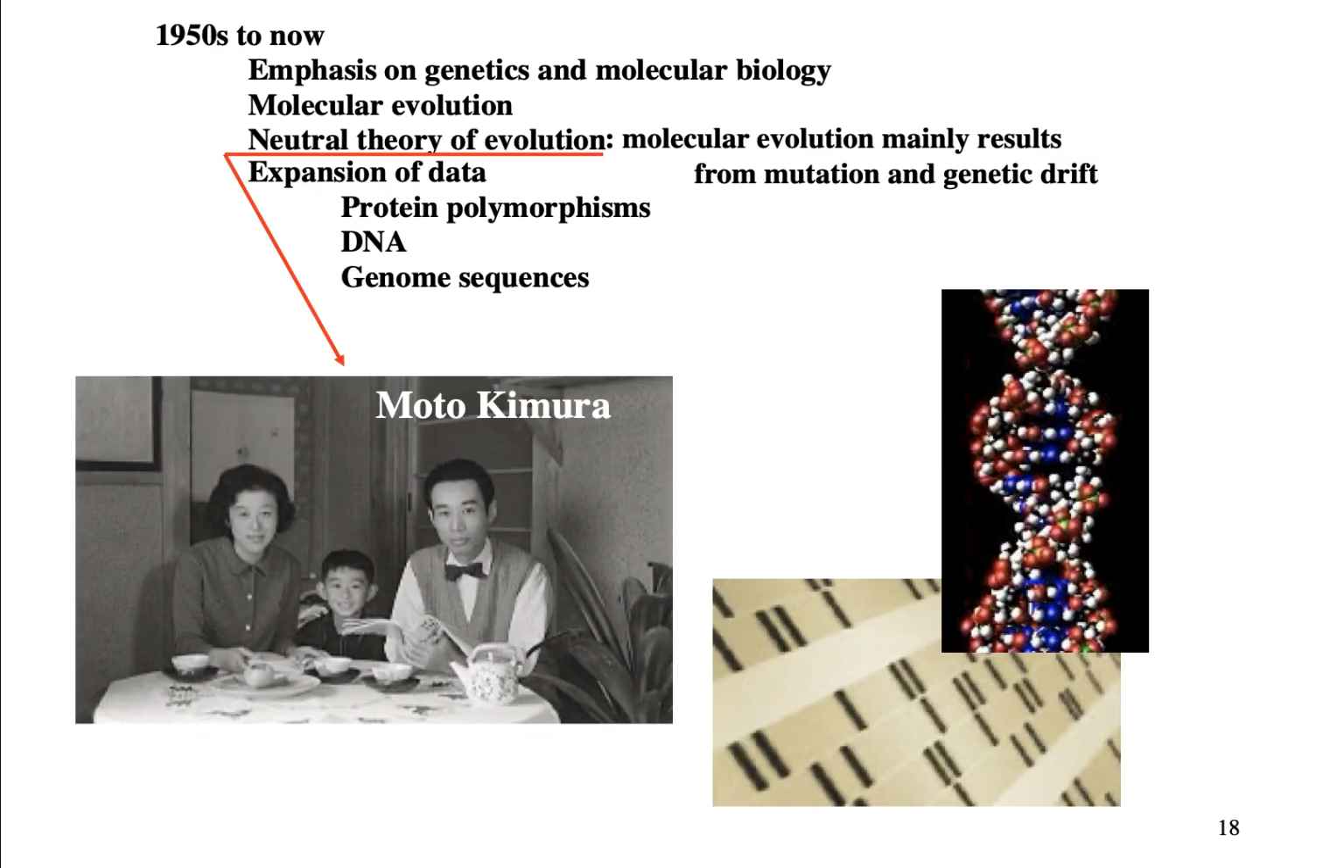From the 1950s to now, the emphasis has been on genetics and molecular biology, molecular evolution. And then in the 70s and 80s, Motoo Kimura started some experiments which showed that there was a neutral theory of evolution. That is, not everything is based on natural selection, and in fact, most characters have no selection on them at all, so that natural selection was only operating on a few different characters at a time.